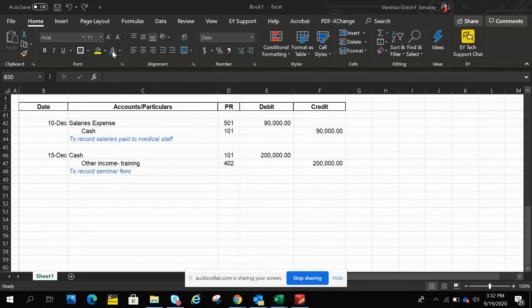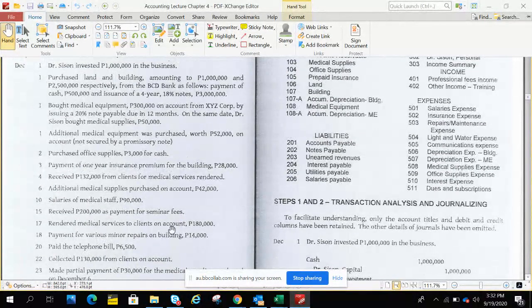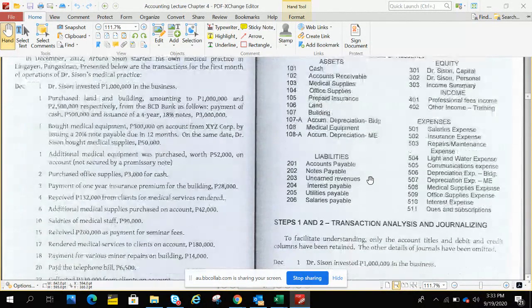And then, next is rendered medical service to clients on account. Ano daw? Render daw tayo medical service, ibig sabihin may professional revenue or professional income for services because again, you record income when it is earned. And once the medical services have been rendered, then you have already earned the income. So, credit income, alam mo na agad, may income ka. Pero nakatanggap ka ng cash o hindi? Hindi, kasi sabi on account. So, ano ba ang debit ko? Alam mo na yung credit mo eh. Credit, ano ba yung credit natin? Professional fees, income.